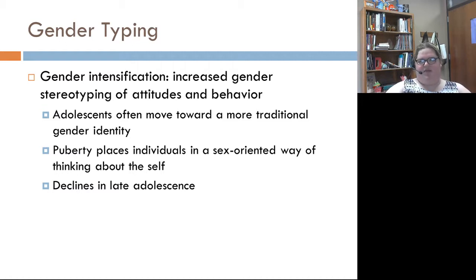Fortunately, all of this declines in late adolescence. Once you get through puberty, it starts to slow down and you kind of even out a little bit more. So the good thing is that gender typing does go down and it actually declines.